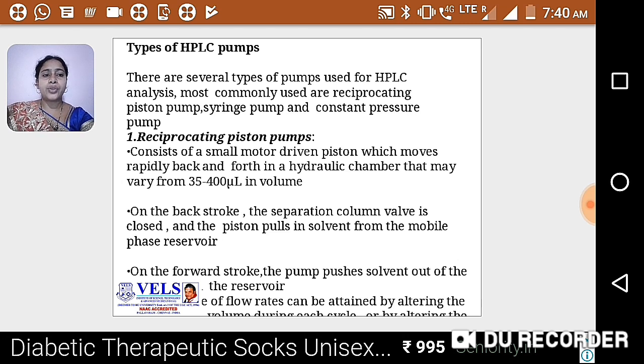On the back stroke, the separation column valve is closed and the piston pulls in the solvent from the mobile phase reservoir. On the forward stroke, the pump pushes the solvent out of the reservoir. A wide range of flow rates can be attained by altering the piston stroke volume during each cycle or by altering the stroke frequency.